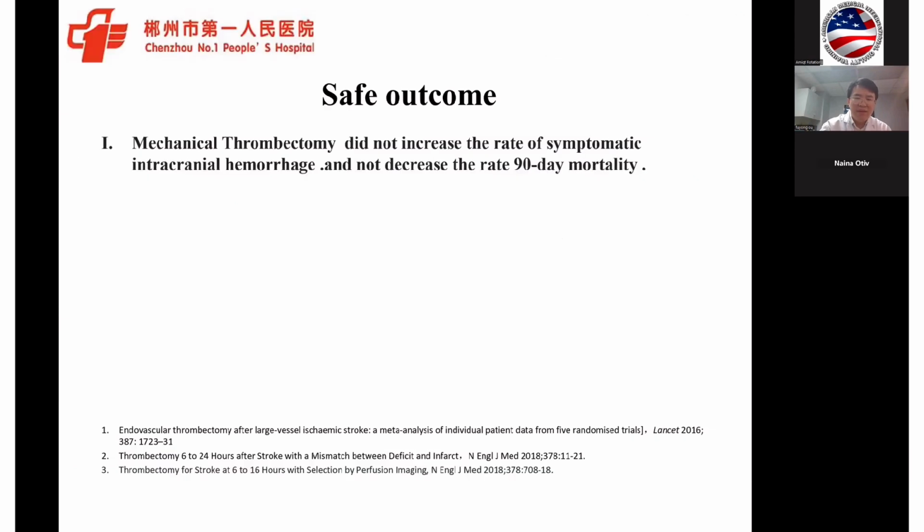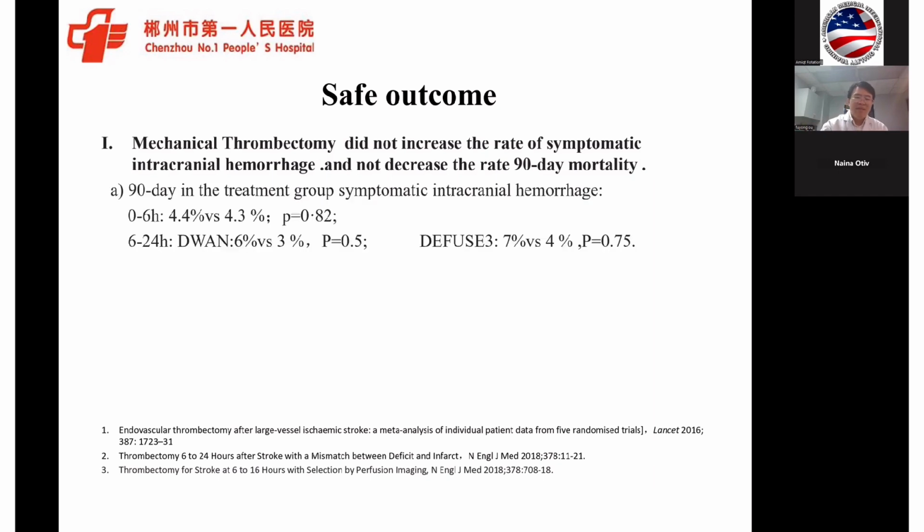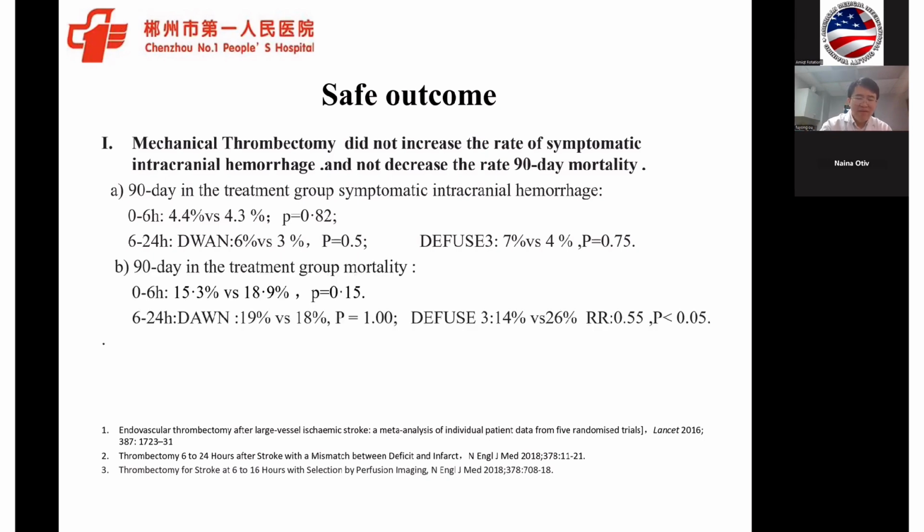For safety, mechanical thrombectomy did not increase the rate of symptomatic intracranial hemorrhage and did not decrease the rate of 90-day mortality. About 5% for symptomatic intracranial hemorrhage, and the 90-day mortality about 15%. And the technical success rate is about 76 to 84%.